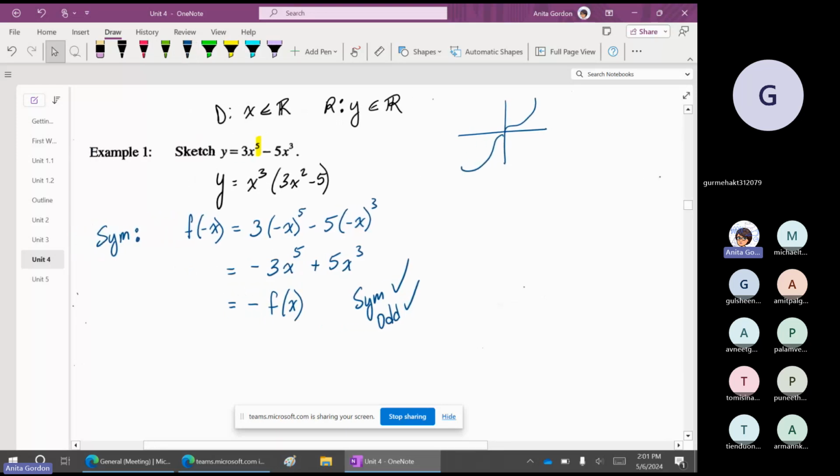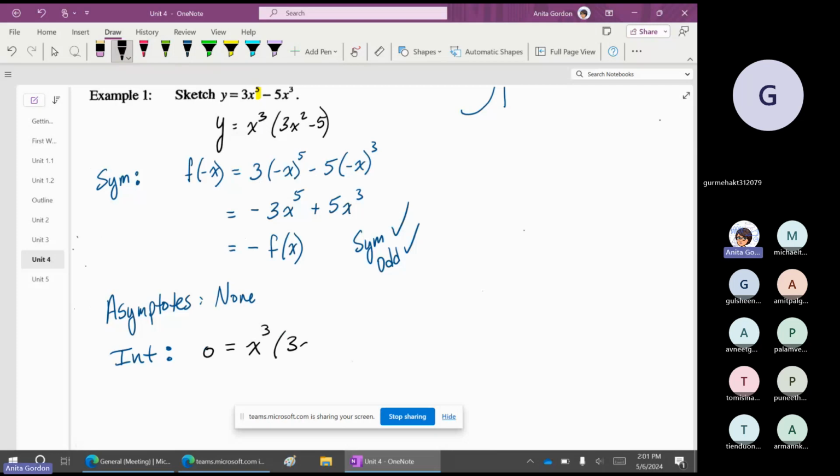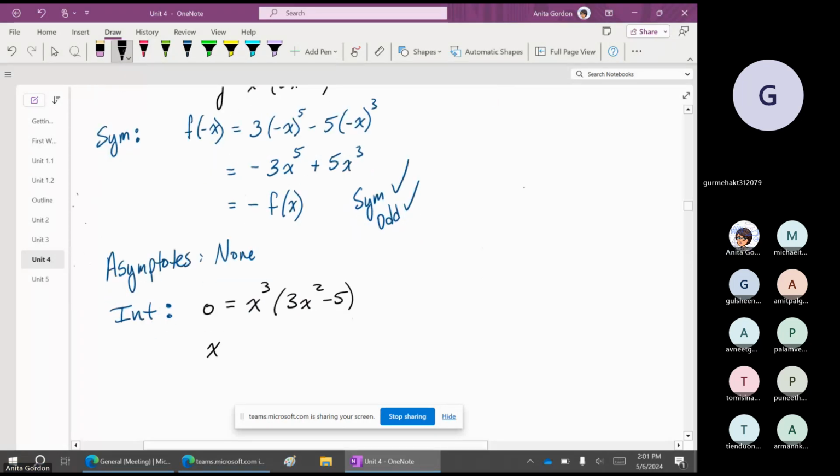Because this is a polynomial function, right? So I'm going through the SAID, S-A-I-D. Asymptotes? None. Intercepts? Well, let's take a look. If y is 0, what x value does that give me? X would have to either be 0 or plus or minus root 5 over 3.